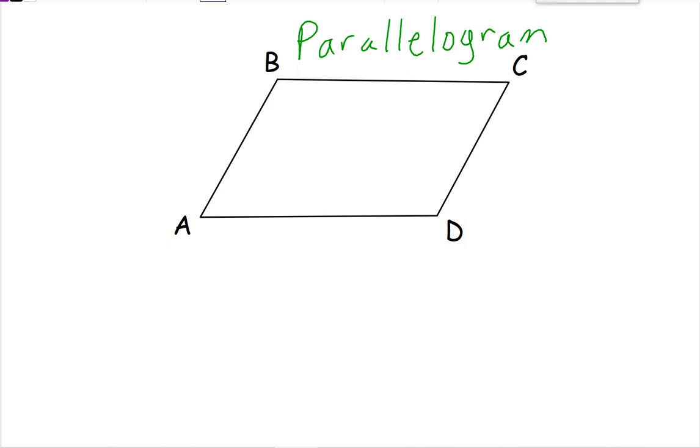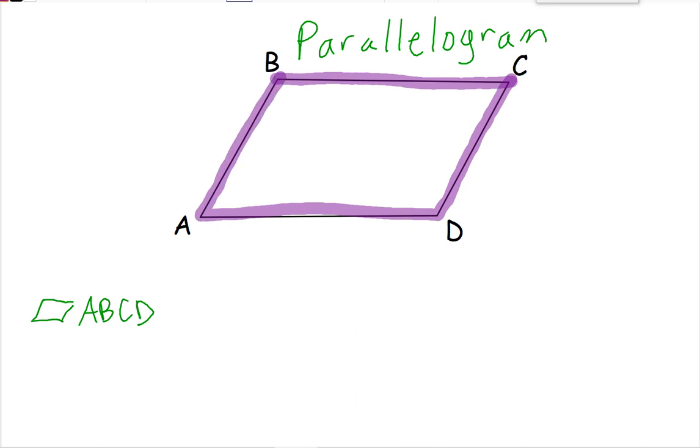I can name this parallelogram in the same way we named the rectangles, squares, and triangles in the last lesson. So this parallelogram's name would be ABCD. So I would draw a little parallelogram shape and then put the letters ABCD. Then I can also name the sides. Each of the sides will have its own name. So our sides would be AB, BC, CD, and DA.